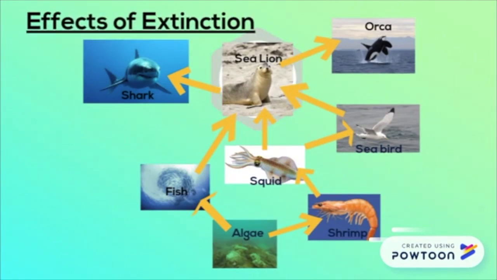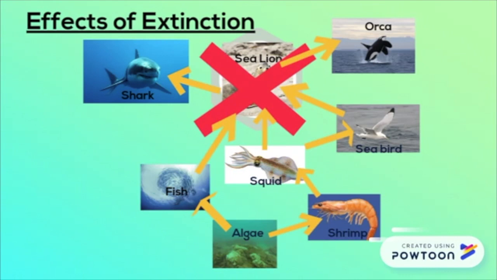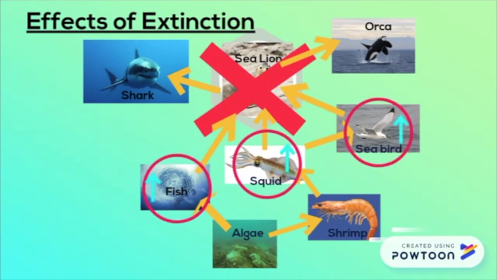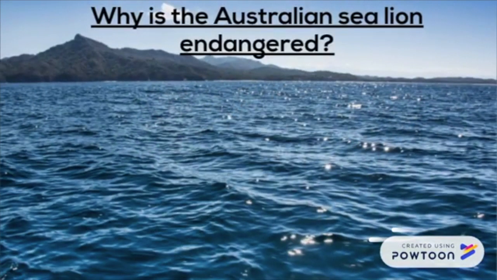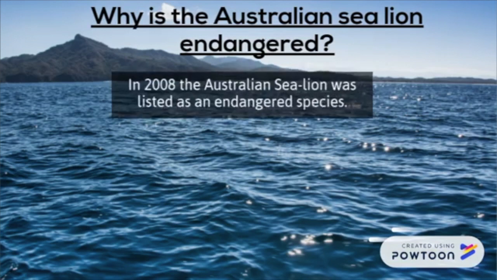Effects of extinction. If the sea lion was extinct, the fish and crustacean species would increase in population, and the shrimp would decrease in population because the fish and crustacean species would eat them, and the shark and orca species would decrease.